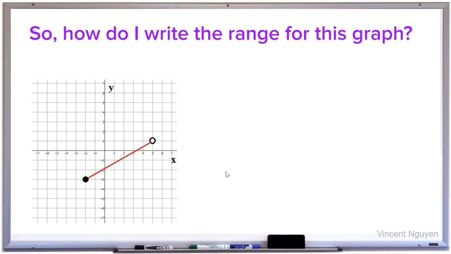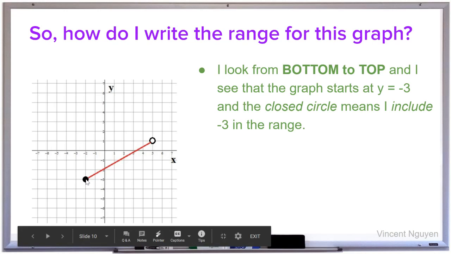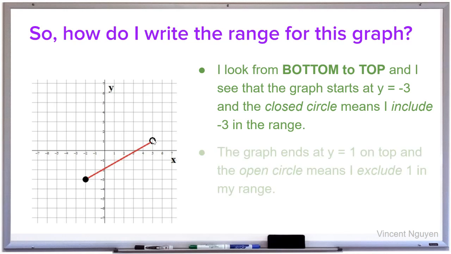How do I write the range for this graph then? Well, similar to writing the domain for this graph, but I will look from bottom to top instead of from left to right, because we're dealing with the y-axis now, right? So I look from the bottom to the top, and I see that the graph starts at -3 with a closed circle, and so I will include that -3, and then I keep traveling, and it looks like my graph travels up, but then it stops at 1 on the y-axis, right? It stops at 5 on the x-axis, but it stops at 1 on the y-axis, and there is an open circle, so I do not include that 1. So I will exclude my 1 in my range.